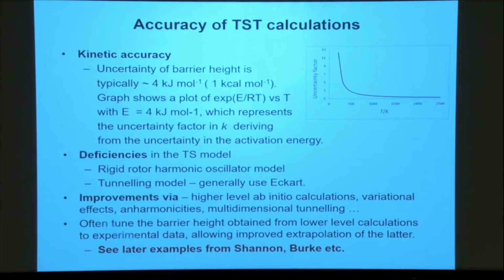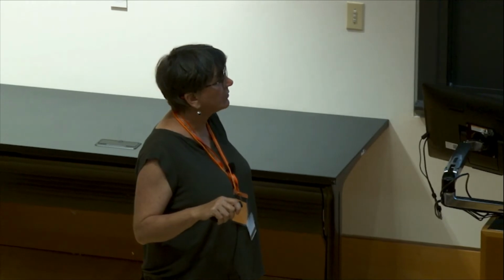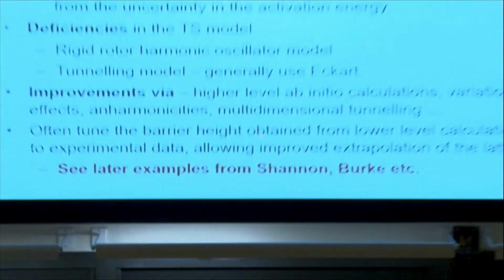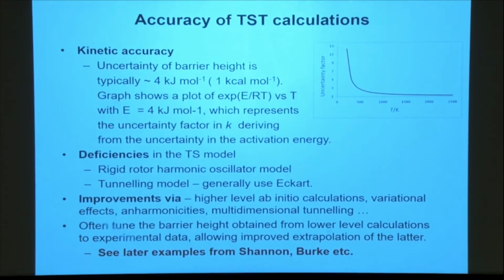I've put the word tune here, but I would rather use the word optimize in a statistical framework. But we can use the experimental data to help tune our barrier heights to get closer than within 1 kcal per mole. And if we do that, then perhaps we've got tighter constraints on the main inputs to our reaction rate modelling, that will allow us a better fidelity model that we can then use to extrapolate to temperatures and pressures outside of the experimental regime. That will make more sense when we look at a couple of examples from Shannon and from Burke a bit later on.